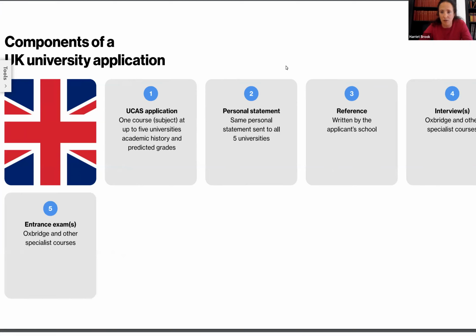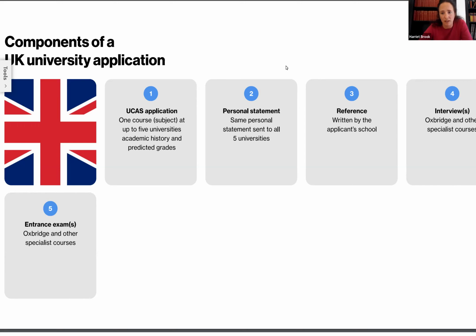Outside of that, there are some universities that will offer applicants interviews and require entrance exams. Those tend to be Oxbridge, who will interview every applicant, well, not necessarily interview, but whoever they're looking to take through to the next stage will always have an interview. But also, if you're looking at studying vocational degrees, non-Oxbridge universities will often require an interview as well.